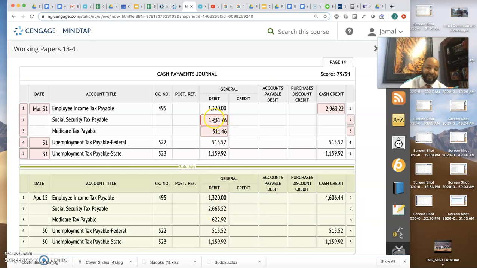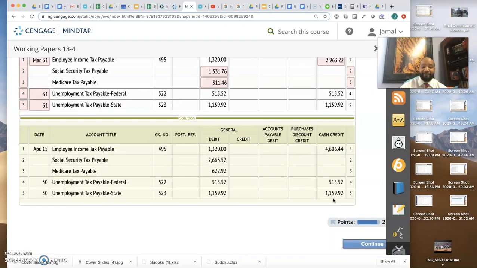2663.52 because, again, the numbers they gave us were just for the employee. I don't know why they wouldn't mention that it was for the employer also, so we have to multiply it by 2 to get the employee's portion and the employer's portion. Same difference with the Medicare. When you add these numbers up, you get $4,606.44.